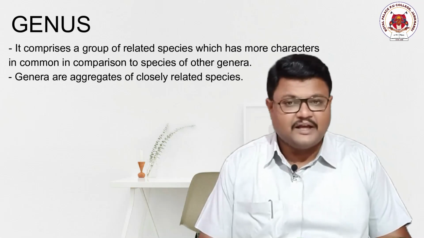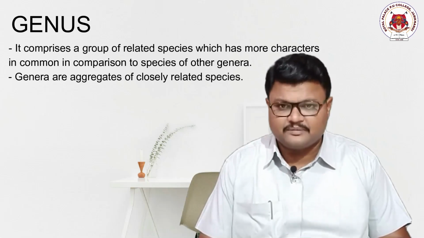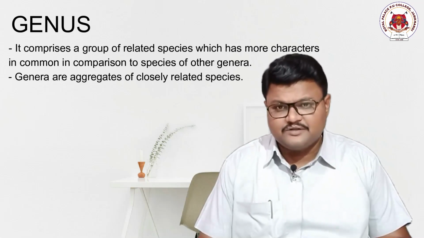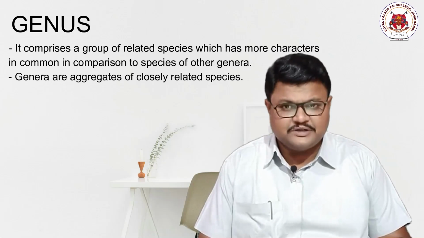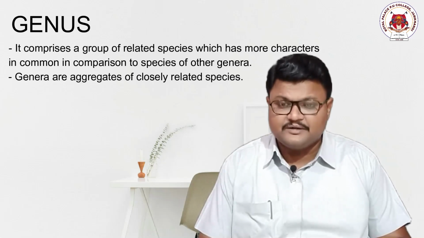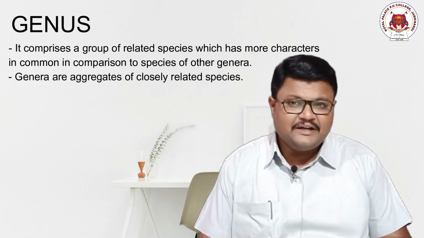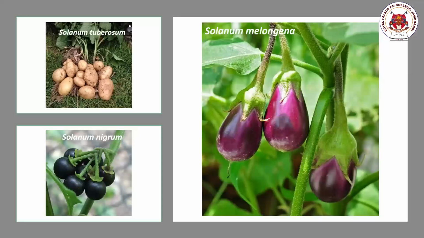Genus and species have the same kind of explanation. If I have to define genera or genus, I can say that it is nothing but a group of species, or a group of resembling species, or an aggregate of related species. If you take an example, potato belongs to one species and brinjal belongs to a different species, but because of some basic general characteristics, potato and brinjal come under one genus, and that is Solanum.